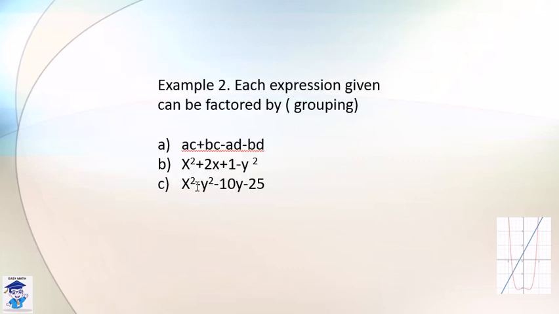Example 2. We factor by grouping, and there are 3 questions. A, AC plus BC minus AD minus BD. B is x squared plus 2x plus 1 minus y squared. C, x squared minus y squared minus 10y minus 25.